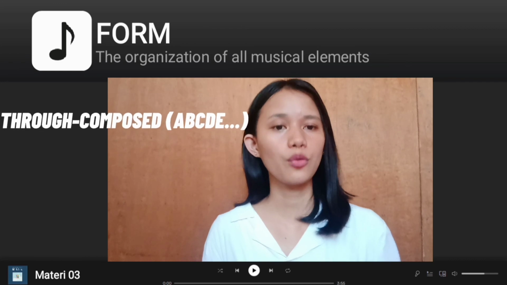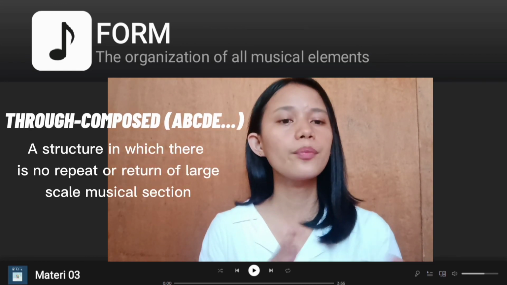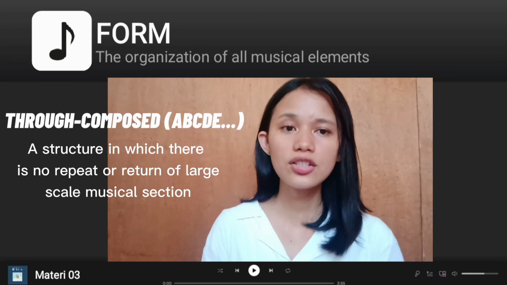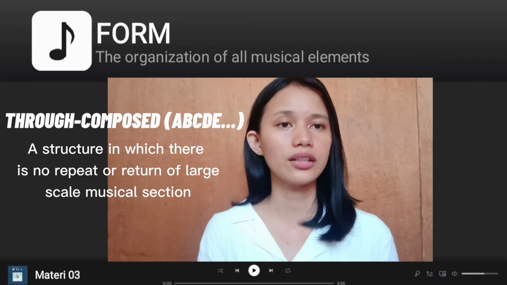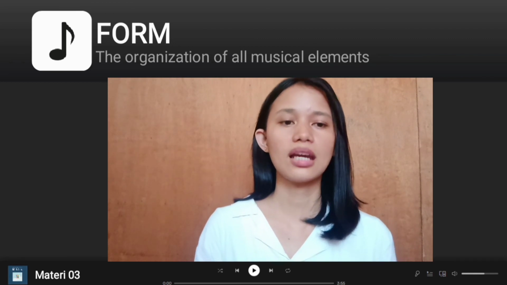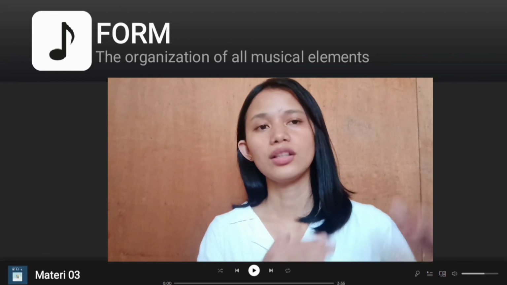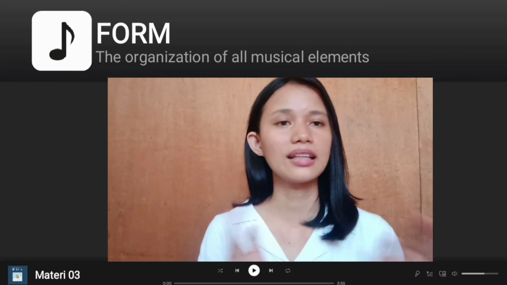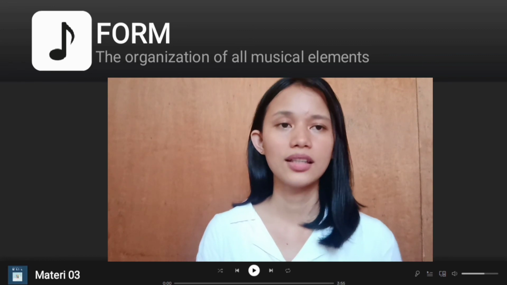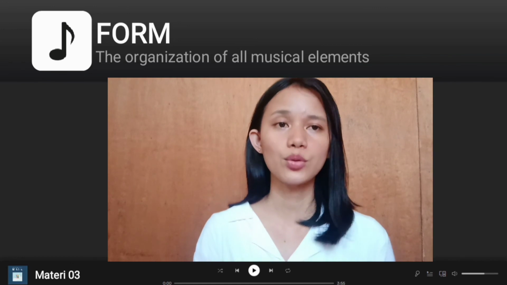Form ay ang true composed. Ito, madali lang naman siyang tandaan. Dahil ang true composed, ito yung structure in which there is no repeat or return of any large-scale musical section. Walang nauulit, walang uulitin na melody, tuloy-tuloy lang siya. Parang A, B, C, D, E. Parang ganun yung sign niya. Dahil nga walang mauulit na A, walang mauulit na B. Ganun yung true composed.